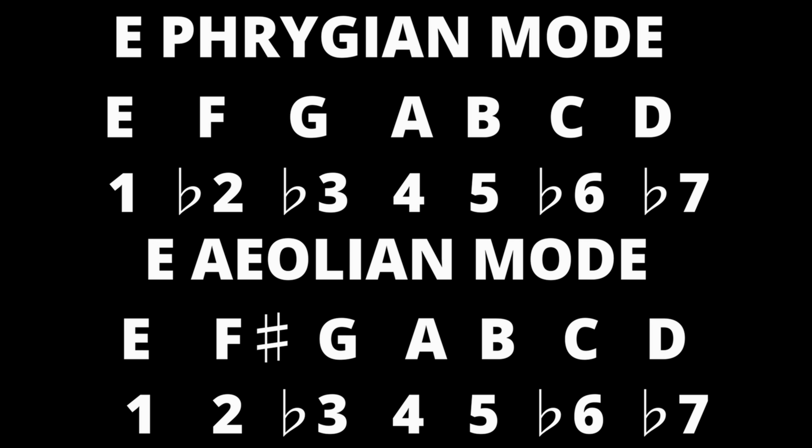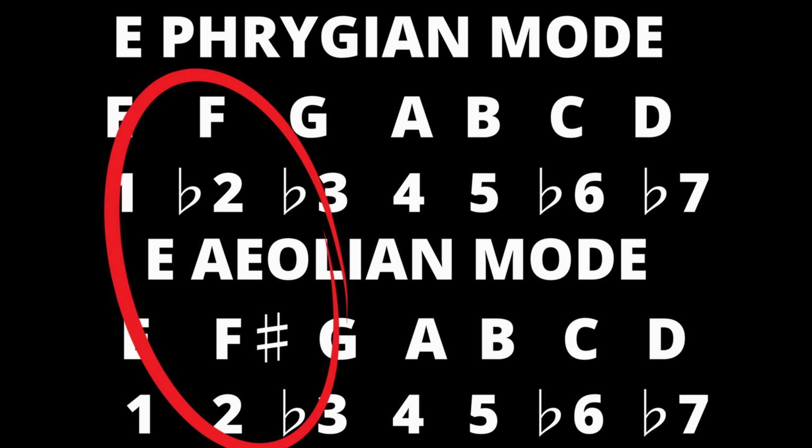Compare this to the E natural minor / Aeolian mode. You can see that there's one note of difference, F sharp. This is the second scale degree of the natural minor scale. In the Phrygian mode, this is a flat or minor second scale degree. This note will be vital in defining the Phrygian sound in the melody examples.